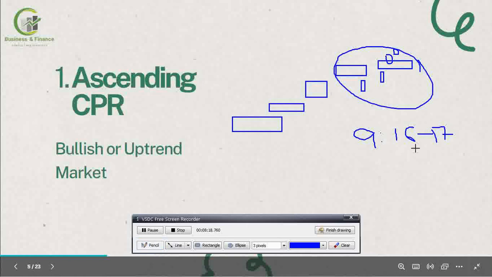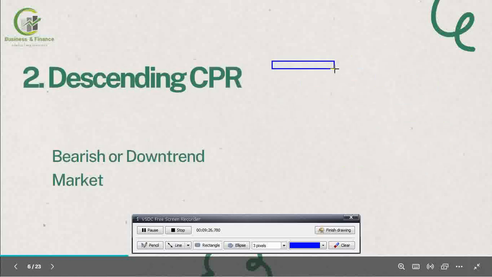So now what you have to do is identify the CPR, and once the market opens, the CPR will remain the same throughout the day. It won't change. That's why we call it a leading indicator, not a lagging indicator. It will provide you information before the market movement.